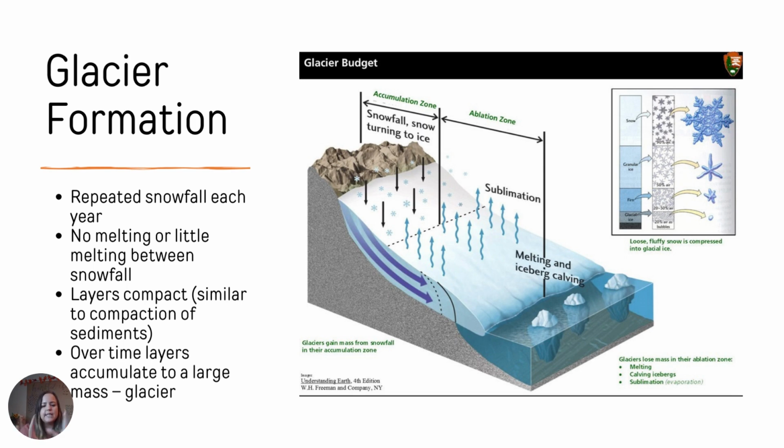Right, so in this diagram here, you can see the accumulation zone where snowfall is hitting the slope and then starting to pile up. The compaction that occurs is similar to the compaction of sediments. And then eventually it turns into this big ice block. You can see the snow crystals there on the top right accumulating, and as they are under the weight of the other snow, it starts to compress into ice.